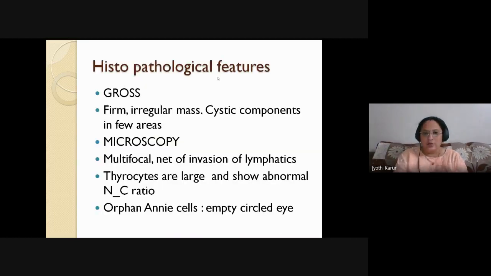What are the histopathological features? Suppose you have done a total thyroidectomy and the gross specimen is a firm irregular mass. There will be cystic components. And in microscopy, please remember certain points.